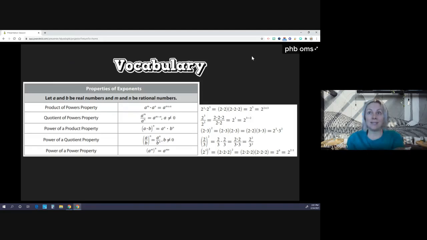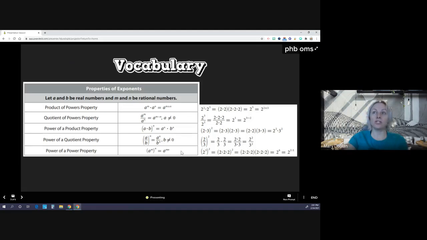They're basically like shortcuts. So when you're working with powers, bases and exponents, you know, the exponent tells you how many copies of the base. And so you can eventually do a lot of work to get to what you need to happen, or there's basically these shortcuts to get there quicker. So I'm going to explain each of them. A and B are real numbers, M and N are rational numbers.